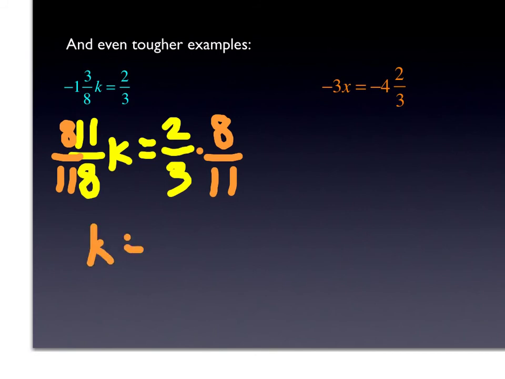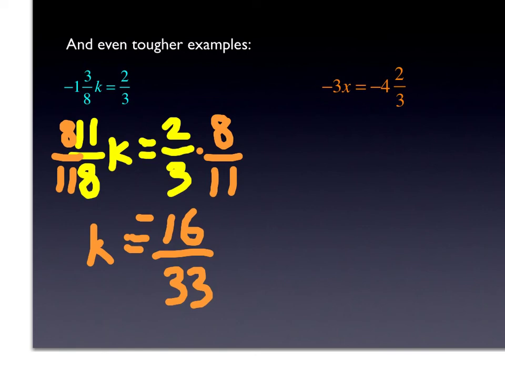That's what I want. And then notice that on my right side here I have 2 times 8, which is 16, 3 times 11, which is 33. That should be negative because I do have that one negative sign there. So -16 over 33, that reciprocal idea.